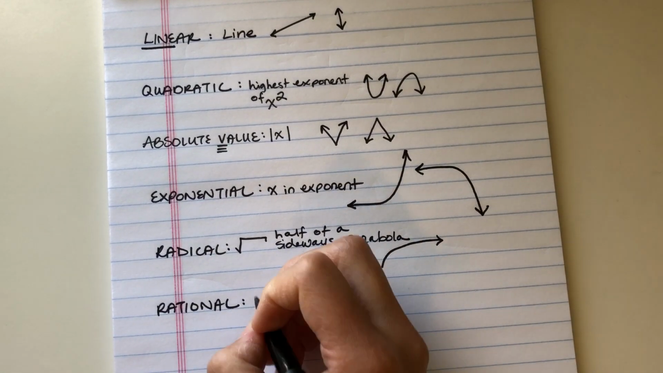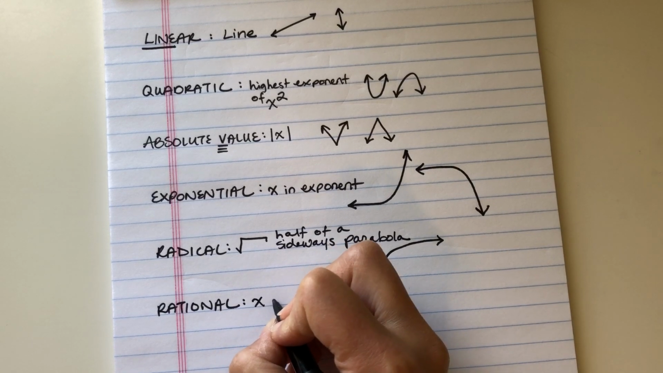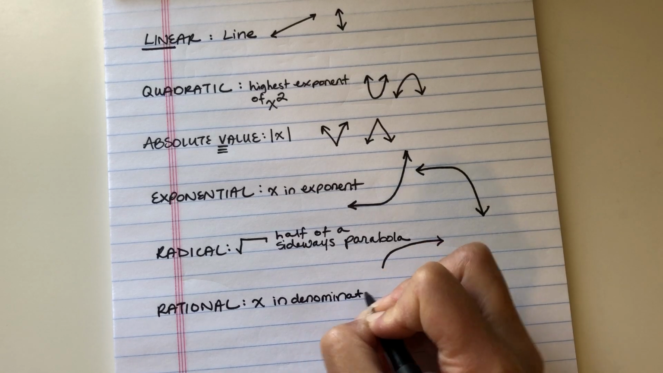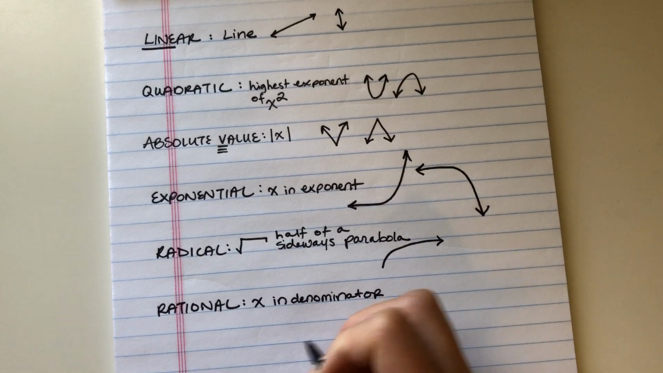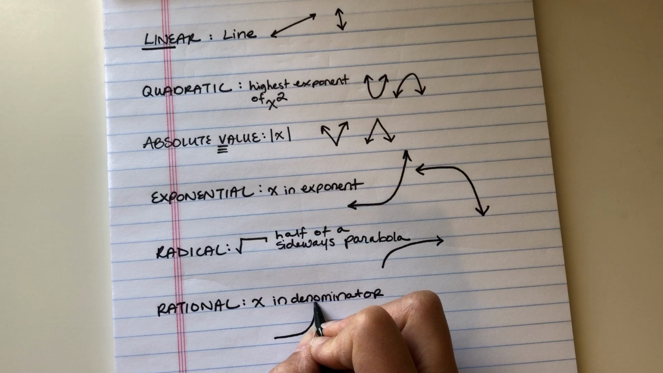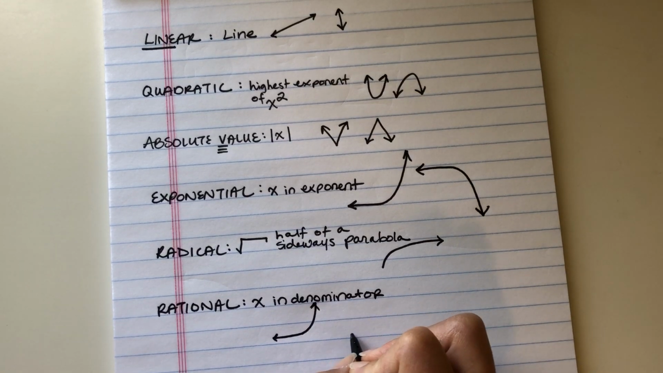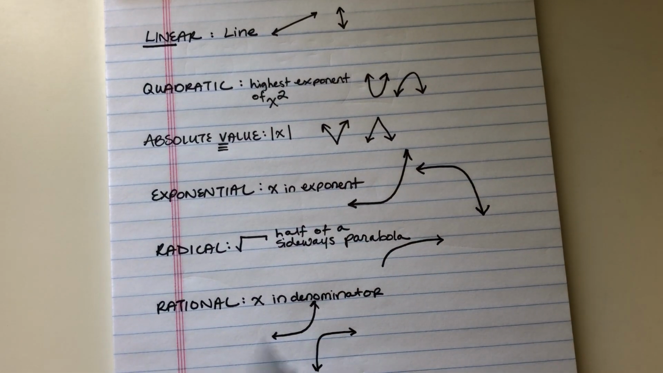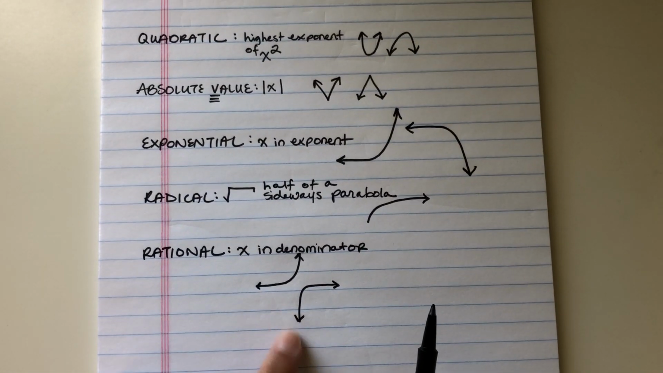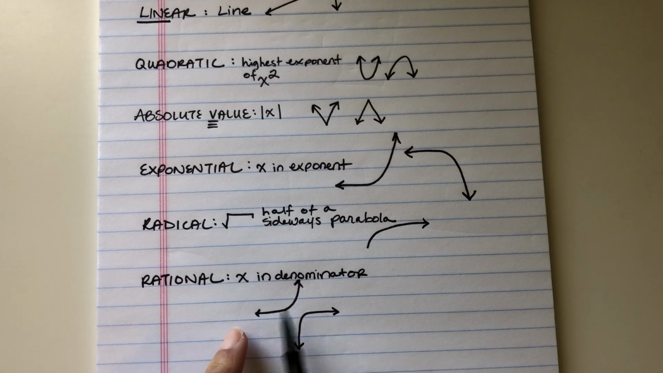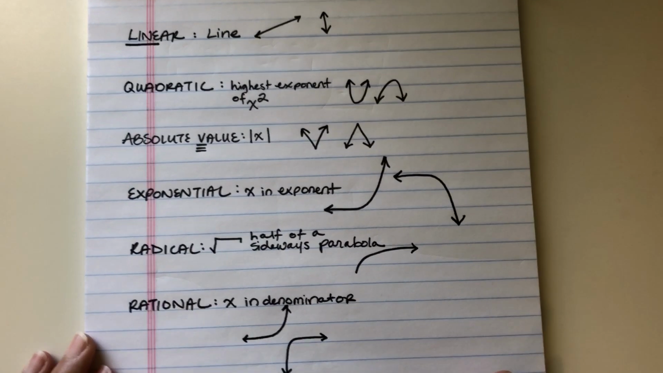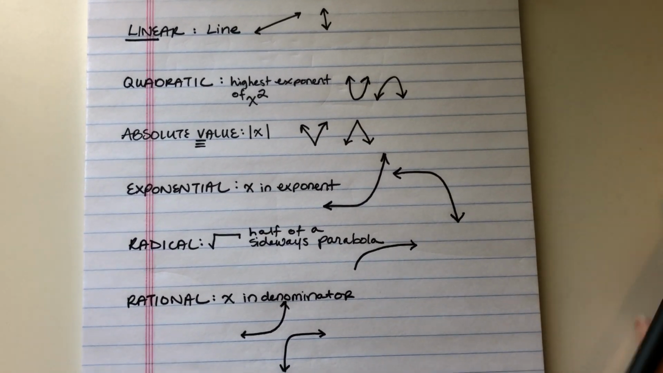Now rational graphs, these have an x or the variable in the denominator. And these graphs generally are going to look like they have a vertical and a horizontal asymptote. So generally speaking, we have a vertical and a horizontal asymptote. Just like in the key features lesson we talked about, there's going to be some type of asymptote situation. So these are the basic graphs that we've been discussing so far and working with.